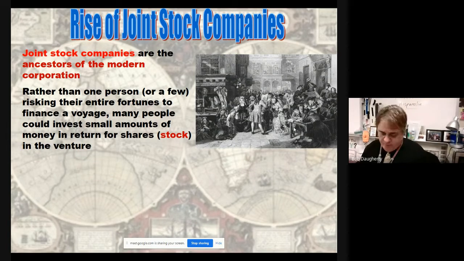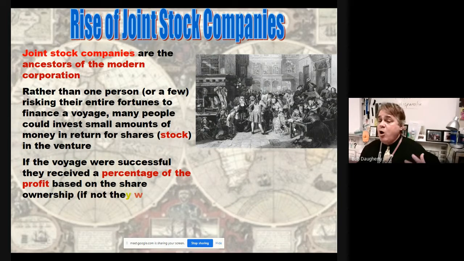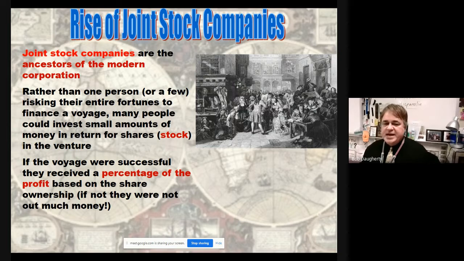Rather than you or maybe you and me risking everything we have to finance a voyage or to finance maybe a settlement like a Jamestown, instead, you would get lots of people to put in just a small amount. In return, they got a share of the success of that colony. And we call it a share. You literally get a piece of stock that says you own part of it. And here we see an early joint stock company, people getting together, investing their money. Now, if the voyage were successful, if the colony were successful, you get a percentage of the profit. Let's say you own 10 shares and there's only 1,000 shares. You now own 1% of the company and you would get that percentage of the profits.